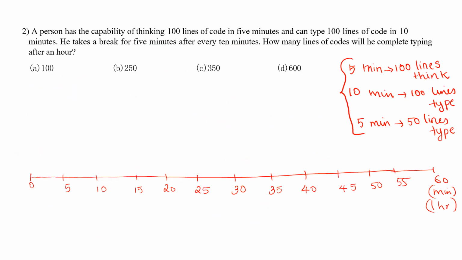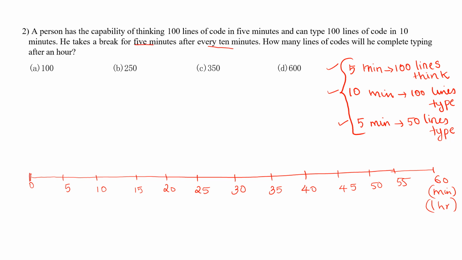Has the capability of thinking 100 lines of code in 5 minutes and can type 100 lines of code in 10 minutes. He takes a break for 5 minutes after every 10 minutes. How many lines of code will he complete typing after an hour? Okay, it is said that it takes 5 minutes to think 100 lines and it takes 10 minutes to type these 100 lines. So in 5 minutes he will type 50 lines. It is also said that after working for every 10 minutes he takes a 5 minute break.